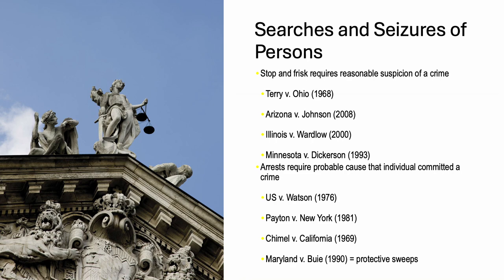And again, that Terry decision really set the standard for reasonable suspicion, balancing the need for law enforcement to protect themselves, that's really what it was about, and also balancing the need for the public to have freedoms and rights. Same thing with the Arizona versus Johnson case. It really expanded the Terry search to include a passenger of a vehicle. So very, very important.